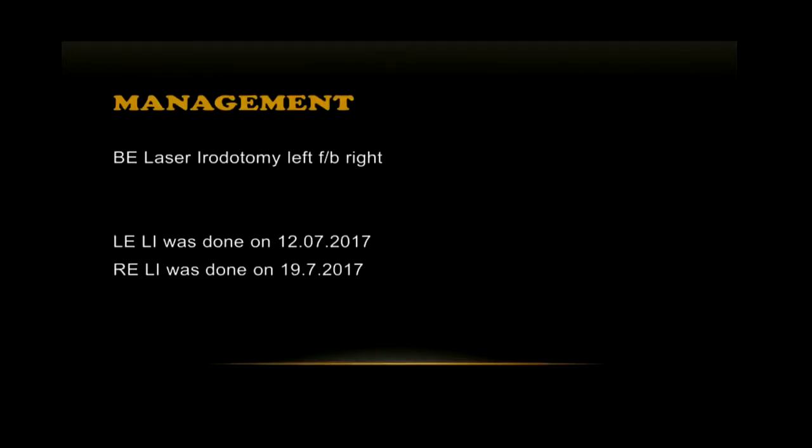So the point here is that you could manage this case very easily if you have access to a laser iridotomy. I assume that you have access to slit lamp, gonioscopy, and those normal things. So the only thing you need here to benefit this patient is basically laser iridotomy.